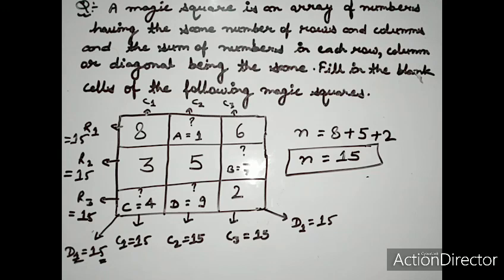So why is this square called a magic square? Because the sum of all three numbers in each row, column and diagonal is the same.